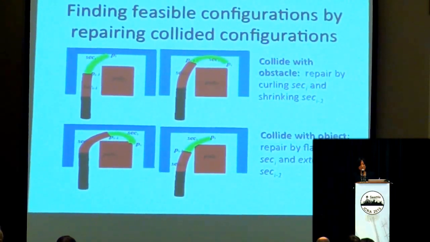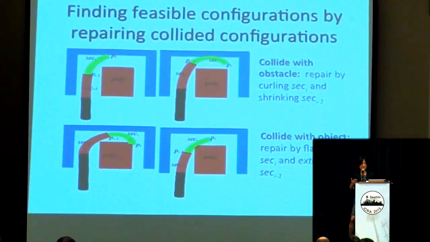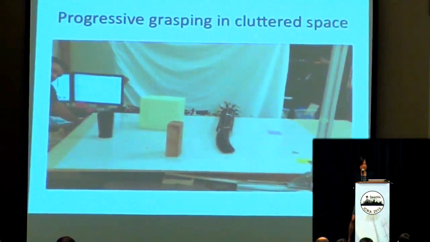And we try to find the so-called feasible configurations by repairing collided configurations. So if a collision happens between the arm and some obstacles, then we have this efficient heuristic to repair by curling the collided section and shrinking the previous section. If the collision happens with the target object, then we repair by flattening the collided section and extending the previous section. The strategy turns out to be very efficient in generating feasible configurations.